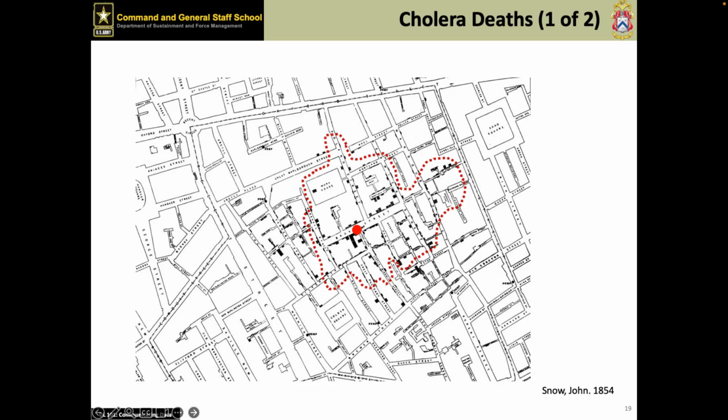So Snow took the map of London and drew a black bar for every death reported at each location. He then labeled the Broad Street pump with a red circle, and then used the dotted red line to outline the walking distance of residents to the pump. The pump represented the epicenter of the outbreak of cases. So here's a closer look.